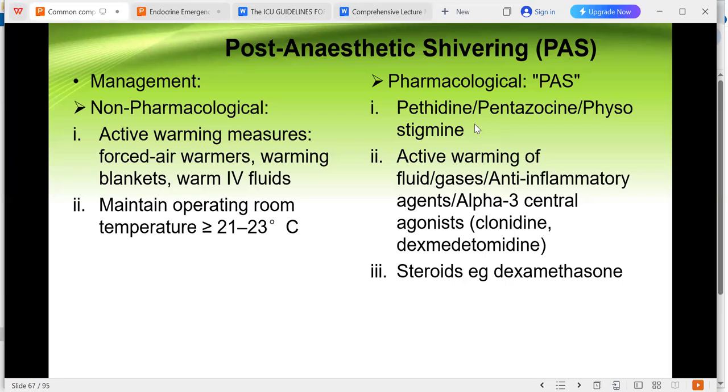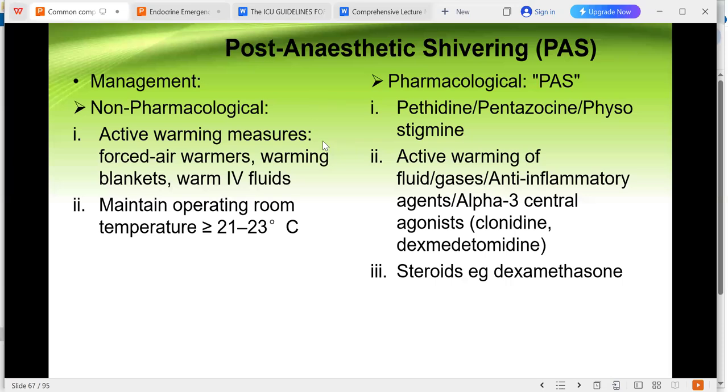Non-pharmacological ways: active warming devices. First, air warmers like a Bair Hugger we talked about. All right, warming blankets, warm IV fluid, and maintain operating room temperature. I was going to ask someone, but because of time today, I wanted to ask someone: what is a thermoneutral environment? What do we mean by thermoneutral? So somebody get ready to answer that towards the end as we finish.